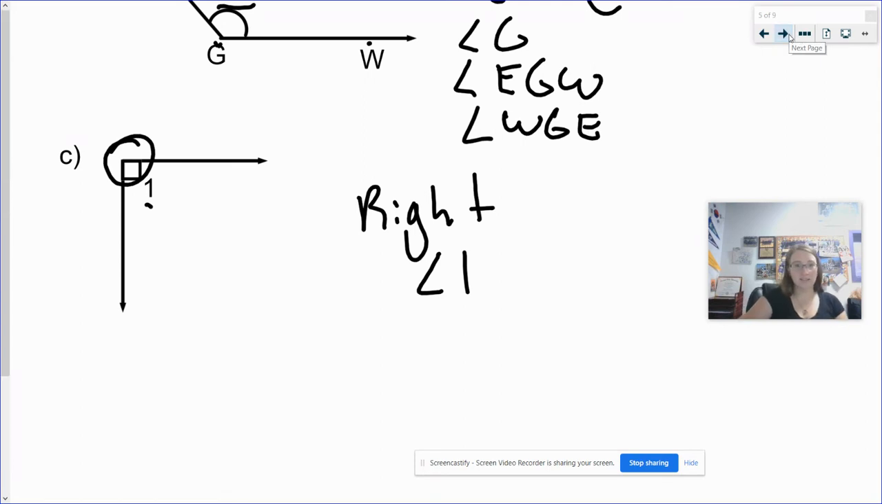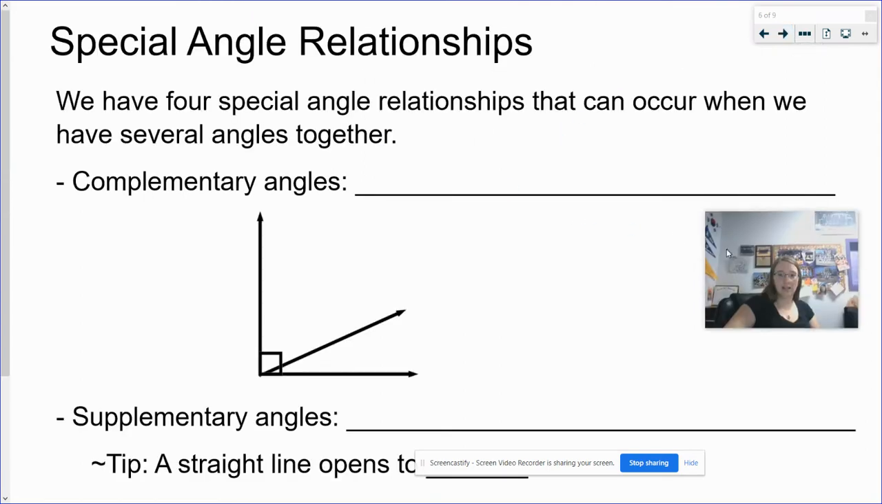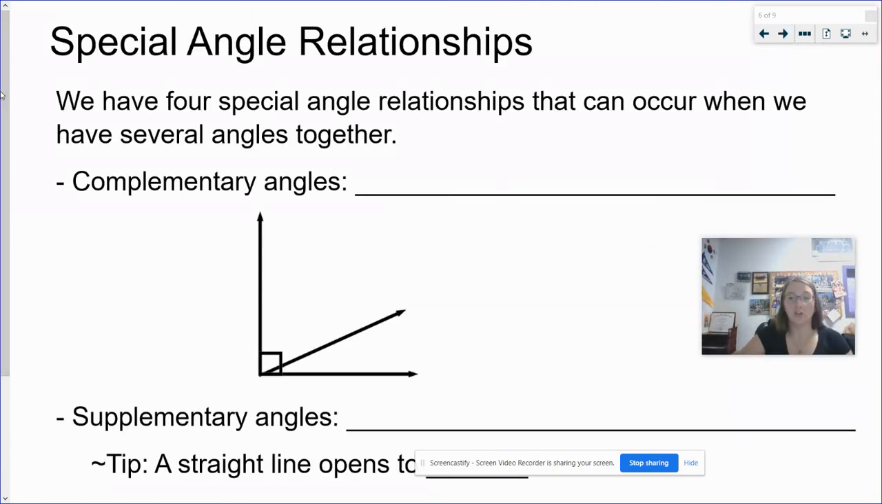Okay, we are at our last section, special angle relationships. So we have 4 we're going to go through. Again, this is all just base level stuff, and then in class we're going to be able to practice it a lot more. So we have 4 special angle relationships that can occur when we have several angles together. Again, pause as needed to copy.